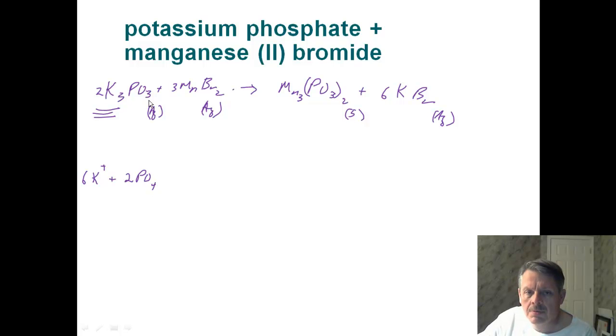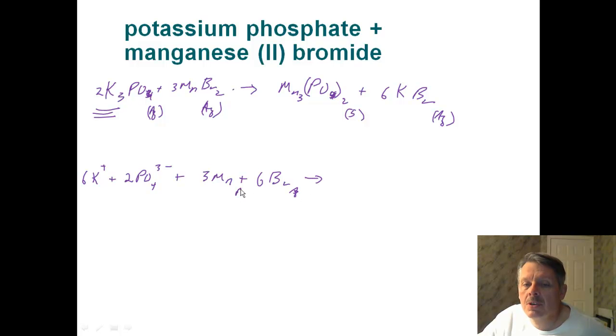Sorry. These are wrong up here. Those should be PO4s. Sorry, my bad. 2 PO4s with a 3 minus charge. And we have 3 manganeses, however you pronounce that. And we have 6, thank you, bromines. Now, all of these are aqueous because they're on the left-hand side.